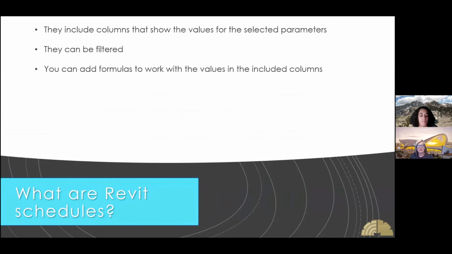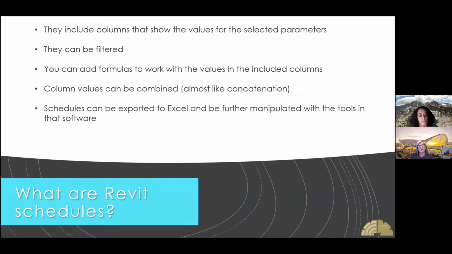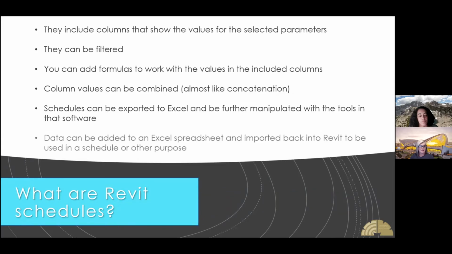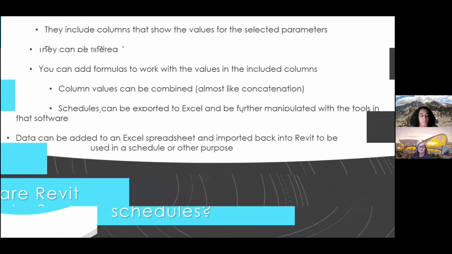They can be filtered. You can add formulas in a schedule to work with the parameters and get something else derived. Column values can be combined, like concatenation. Schedules can be exported to Excel and be further manipulated there. Data can be added to an Excel spreadsheet and imported back into Revit to add more information into the model.